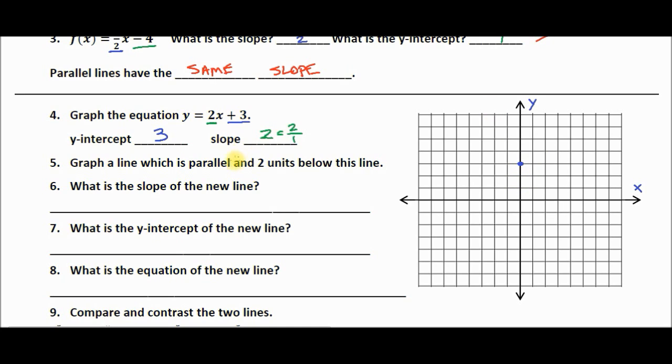And now we know our slope is 2 over 1. Remember, slope is rise over run. So our rise is positive 2, and our run is positive 1. Starting from this blue point, we're going to go positive 2 for my rise, positive 1 for my run. There's a point on our line, and I can do that again. Positive 2 is my rise, up 2 on the y-axis. Positive 1 is my run.